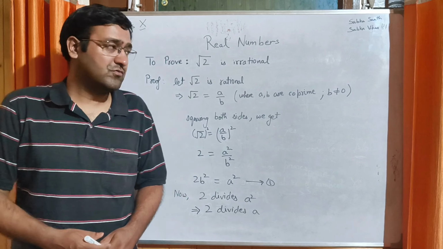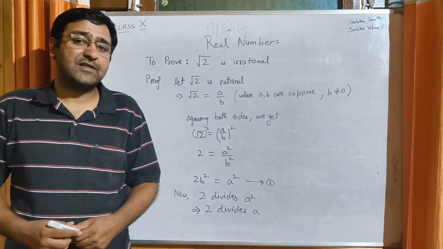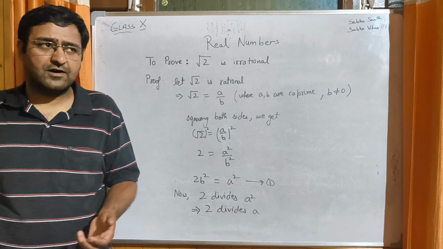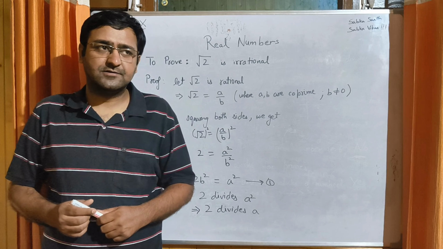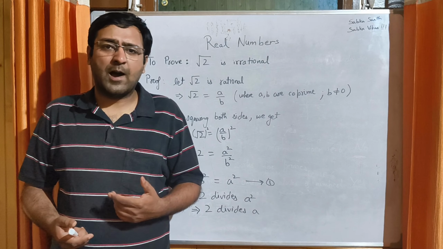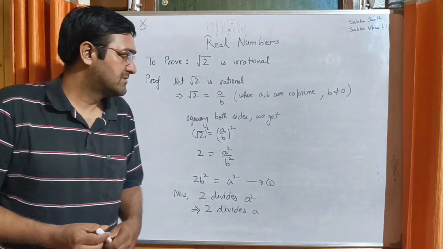Today we are going to prove that under root 2 is irrational. But we are going to prove it by the method of contradiction. Now what is the method of contradiction? The method of contradiction is that in which we assume the opposite of what we are going to prove to be true. So let's start.